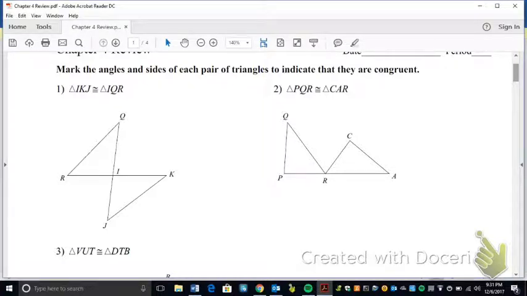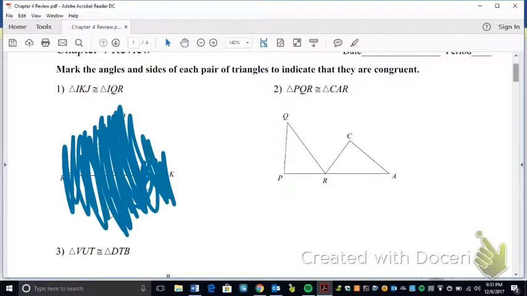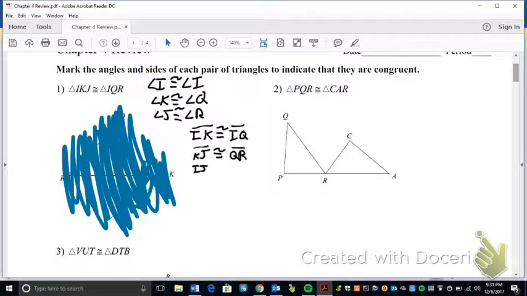So on these first 3, keep in mind that what we're doing, I want you to start off by kind of ignoring the diagram. And when we look at that congruency statement, IKJ is congruent to IQR, there are really those 6 statements in there, because remember, what it means for 2 triangles to be congruent is that their corresponding parts are congruent. Well, a triangle has 6 parts, 3 angles, 3 sides. So we can write down those 6 congruent statements.